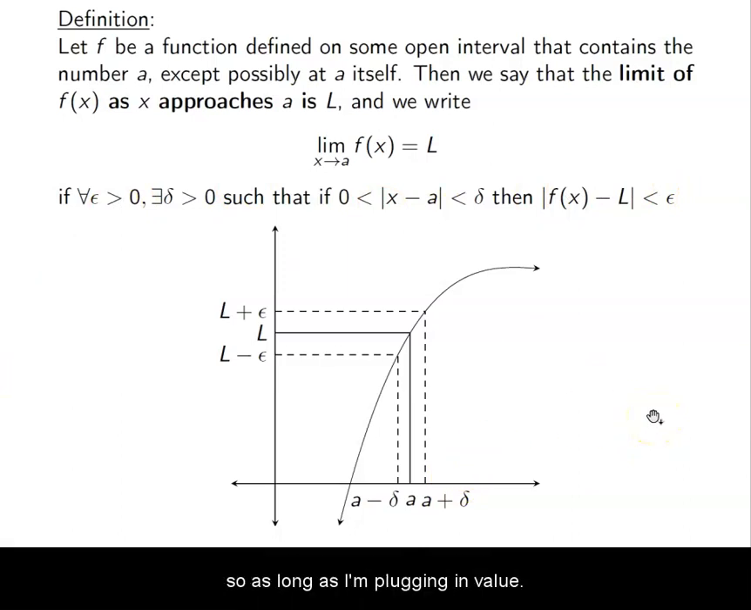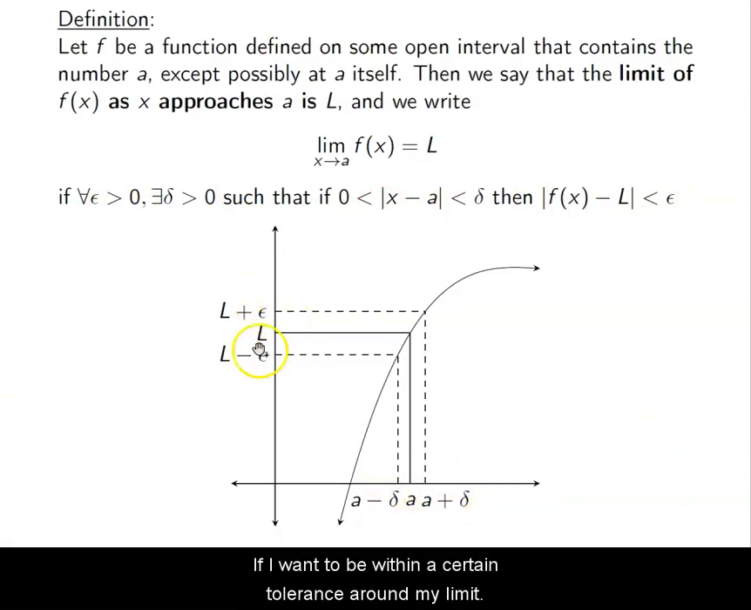So as long as I'm plugging in values, if I want to be within a certain tolerance around my limit, then there's going to exist some value of delta such that all of my inputs will give me outputs around that value of L.